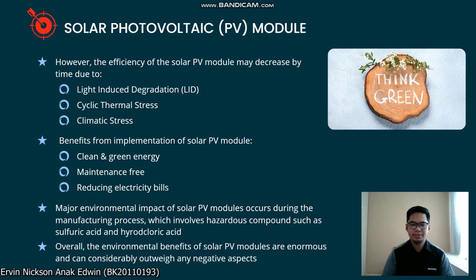However, the efficiency of the solar PV module may decrease over time due to light-induced degradation (LID), cyclic thermal stress, and climatic stress. Meanwhile, the benefits from the implementation of solar PV are clean and green energy, maintenance-free, and of course, reducing electricity bills. Major environmental impact of solar PV module occurs during the manufacturing process, which involves hazardous compounds such as sulfuric acid and hydrochloric acid.